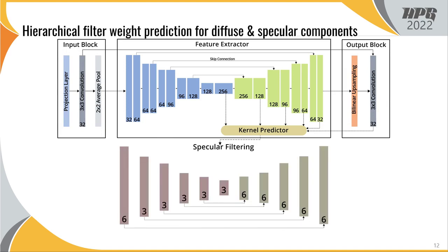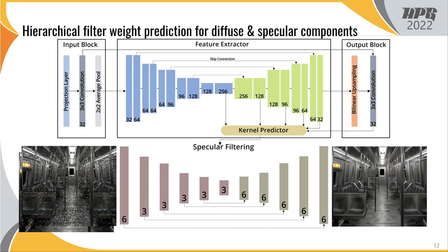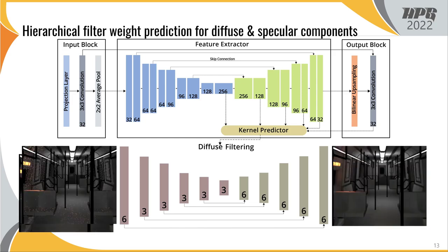For filtering diffuse and specular, we predict hierarchical filters resembling the shape of a U-Net, but there are no learnable parameters associated with the filter paths. The input to the specular filter path is the noisy signal and the warped previous result. The output is the denoised specular. Diffuse filtering is similar to specular except we predict a different set of filter weights.